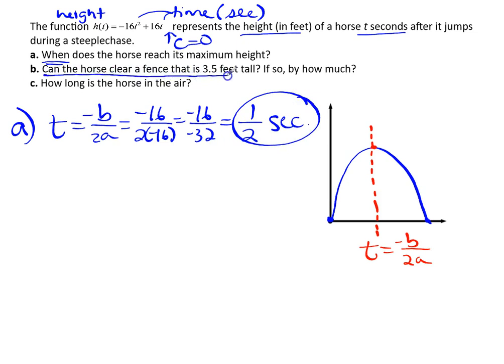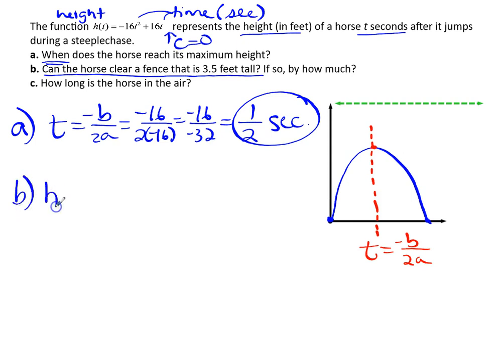Can the horse clear a fence that's 3.5 feet tall? Well, here's the question. So where does that 3.5 feet hit on our graph? Well, if it's down here, then our horse can certainly clear it. But if 3.5 is up here, he can't. So what we need to do is figure out what is that maximum height, and is it below or above where the fence is?